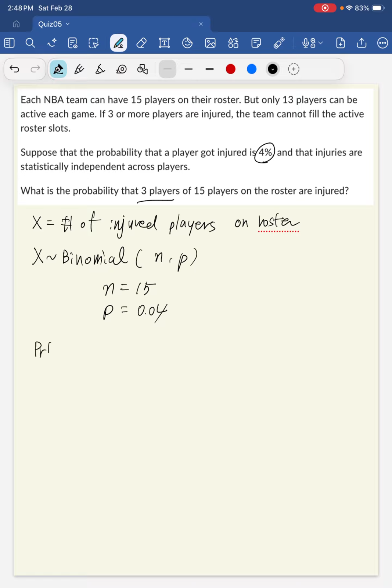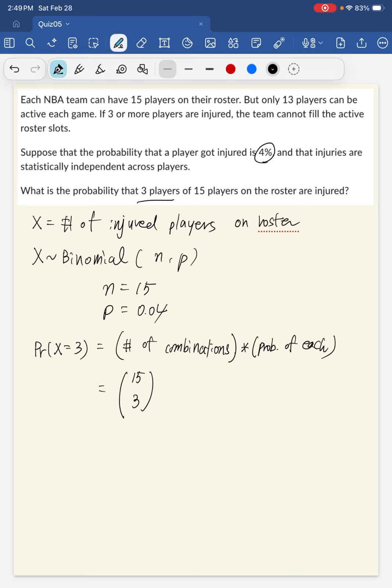We are interested in the probability that X equals 3, right? So you have to first find the number of possible combinations. If you have 15 different players and you have to choose 3 out of them, how many different combinations is coming to here, the first part, and then the probability of each combination. The probability that that combination gets injured, right? So here, the number of combinations can be calculated using this formula.